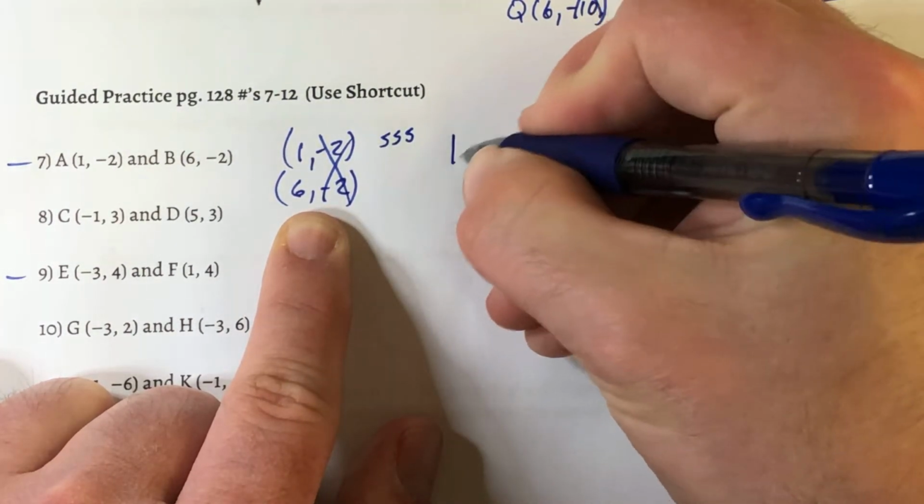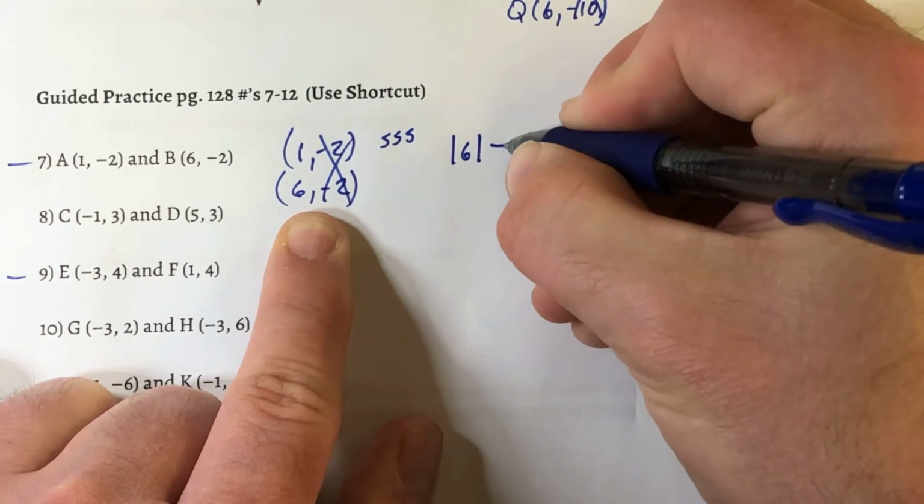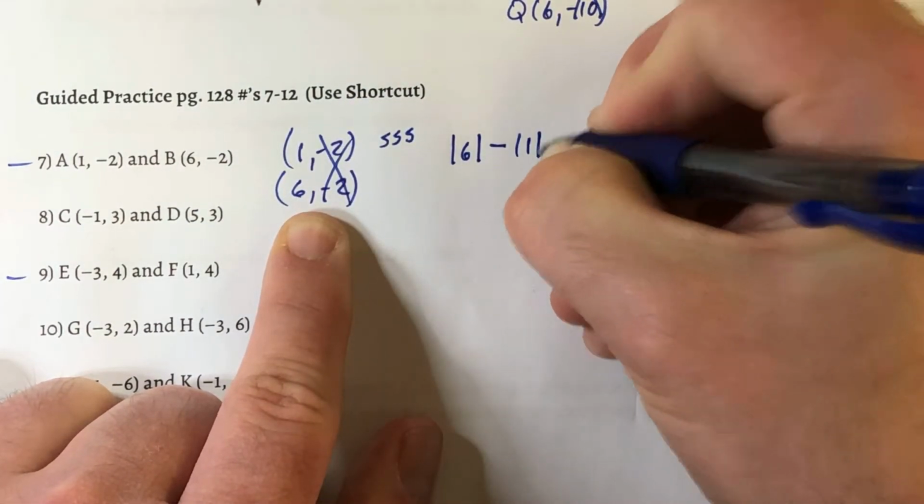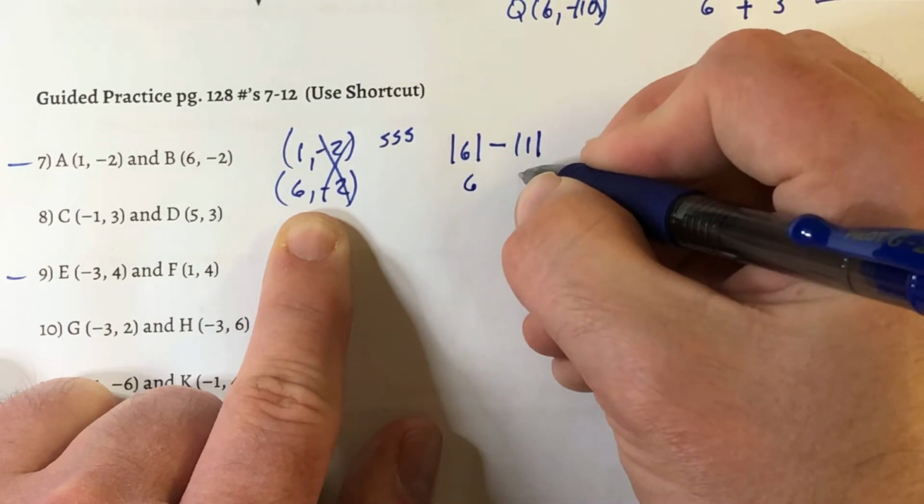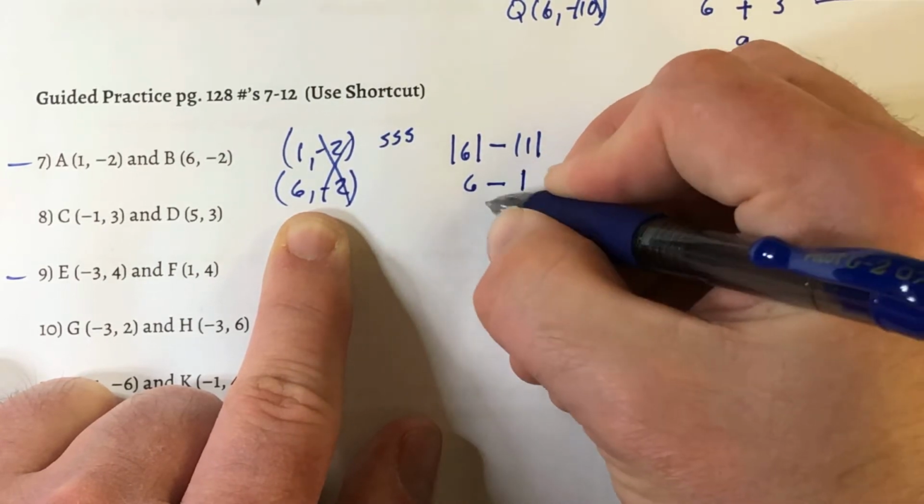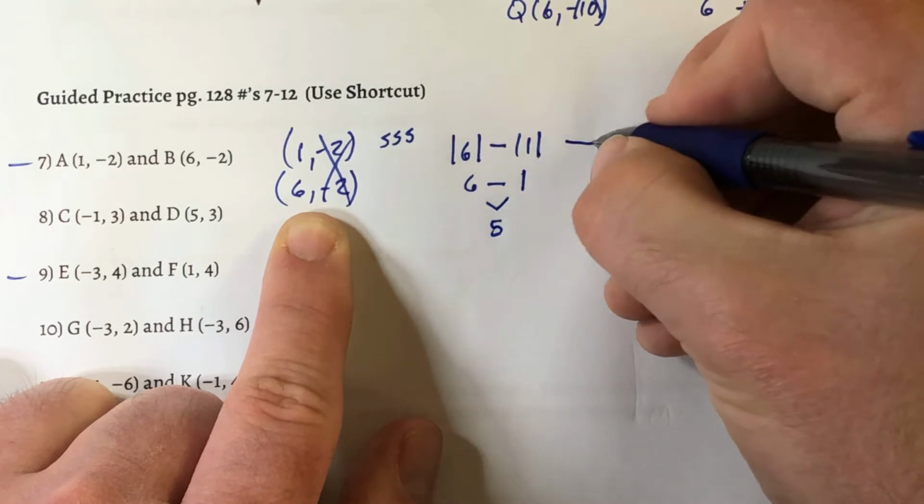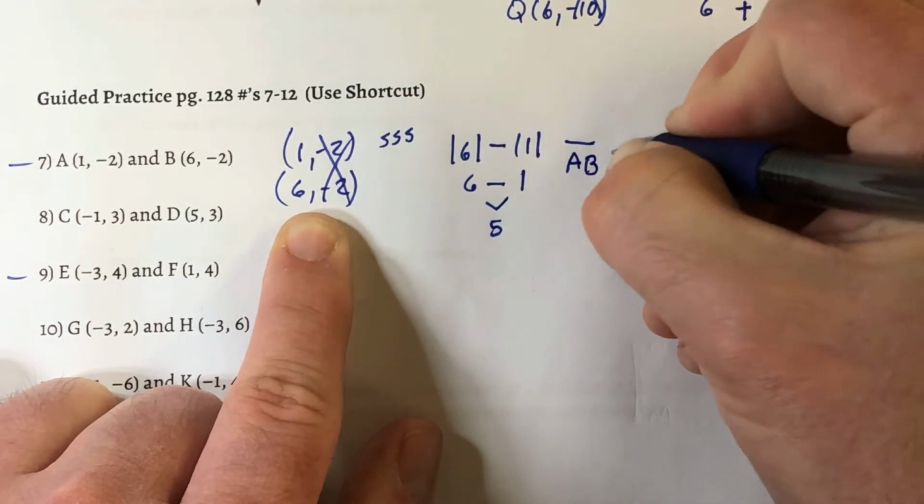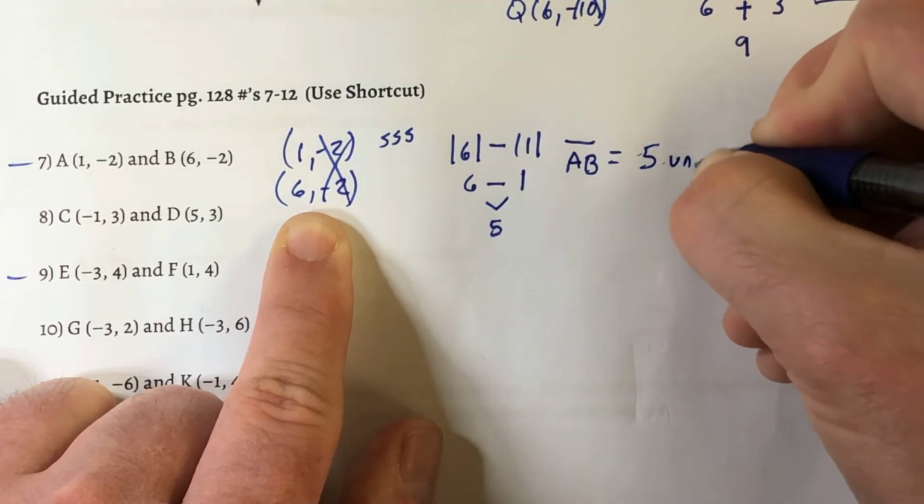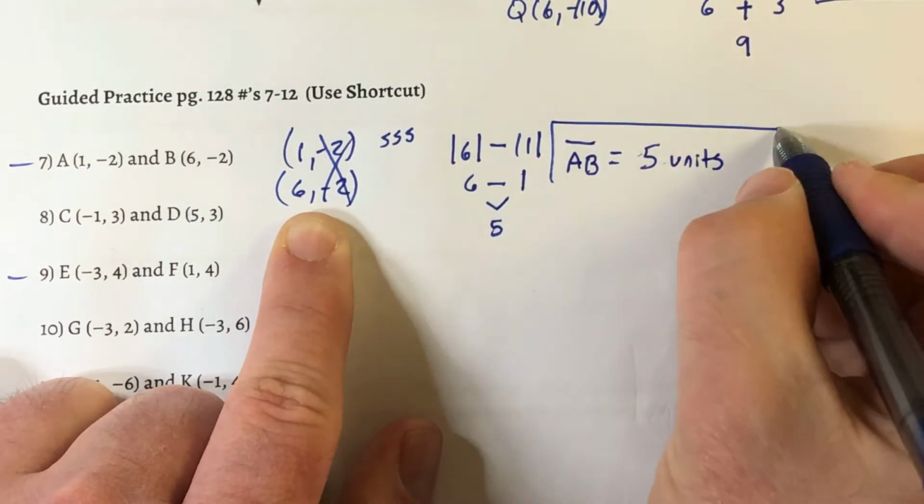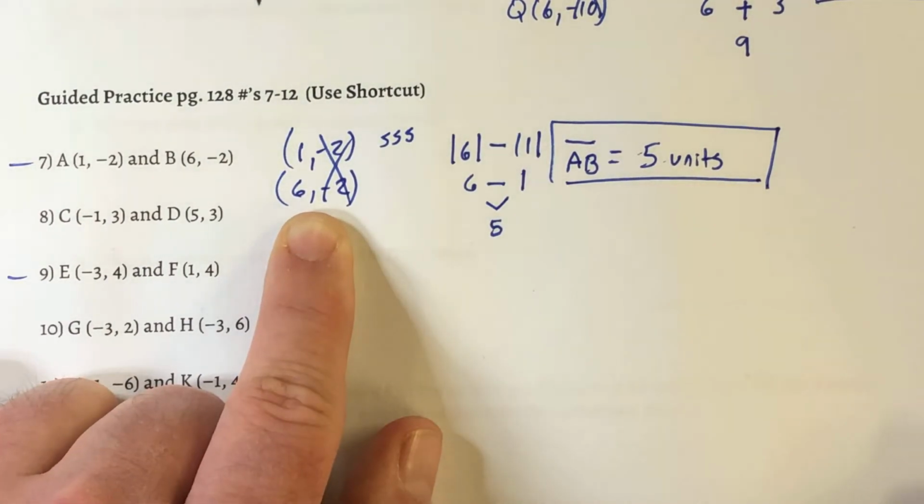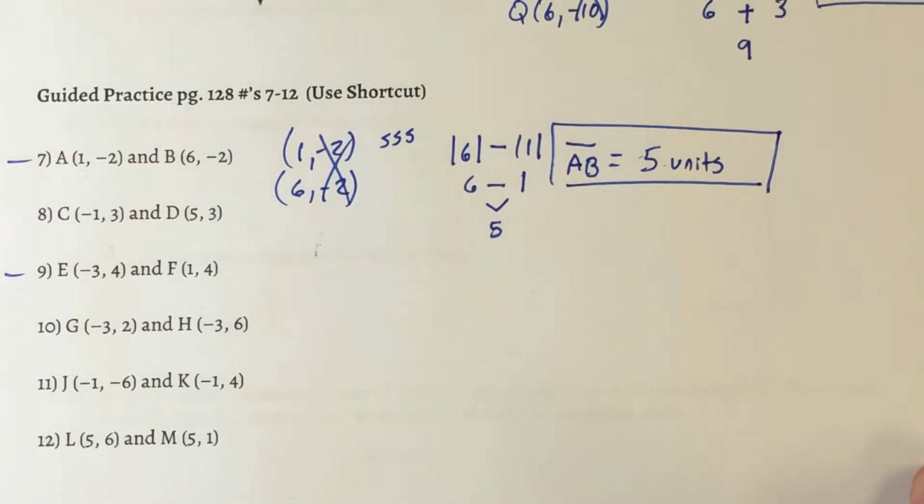So absolute value of 6 minus absolute value of 1. Absolute value of 6 is 6. Absolute value of 1 is 1. Subtract, you get 5. So line AB equals 5 units. I don't know about you, but I feel like that was a lot faster than having to make a coordinate plane, writing out all the numbers, plotting the points, and figuring out the distance.